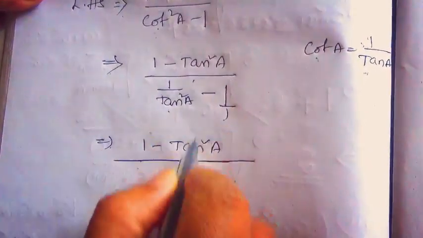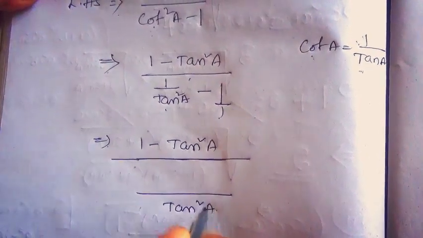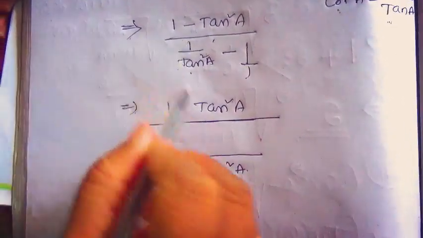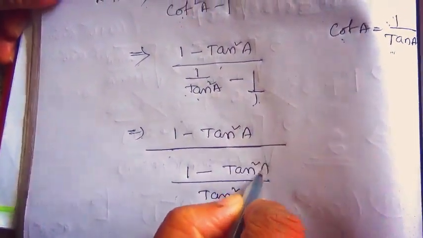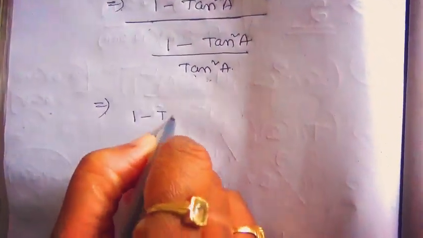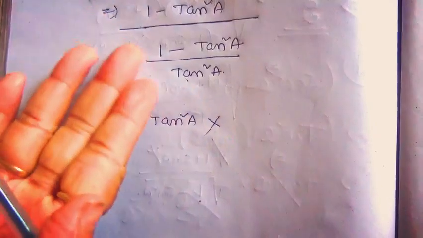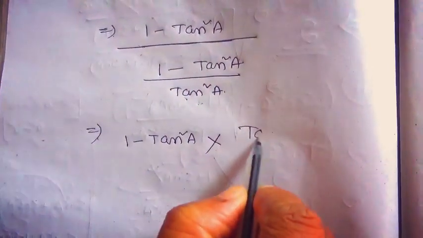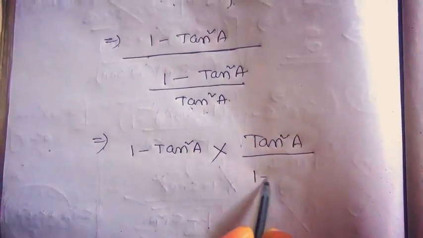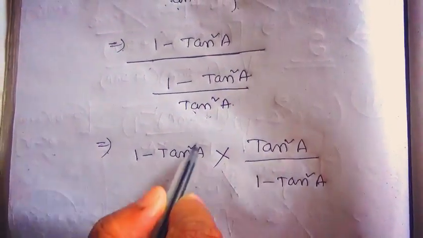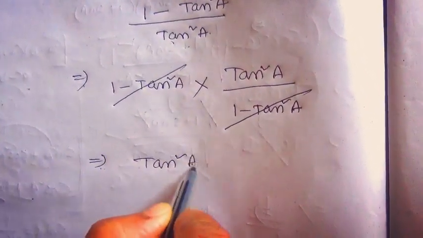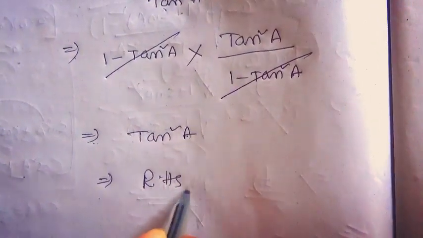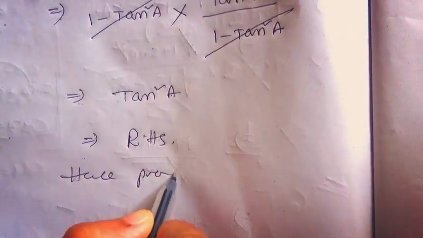That implies (1 minus tan square a) whole by, here the LCM is tan square a. So tan square a is there in the denominator, hence 1 minus, here 1 into tan square a, tan square a. That implies (1 minus tan square a) into the reciprocal of this denominator, so tan square a by (1 minus tan square a). So 1 minus tan square a, 1 minus tan square a cancelled. That implies tan square a. Here it is RHS. Hence proved. So here we finished this fourth sum.